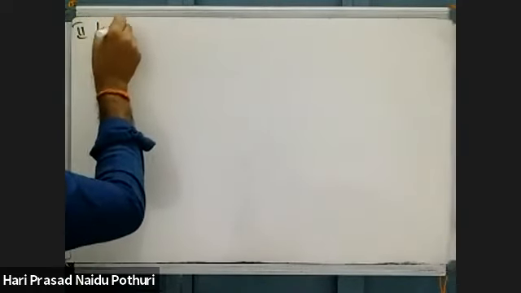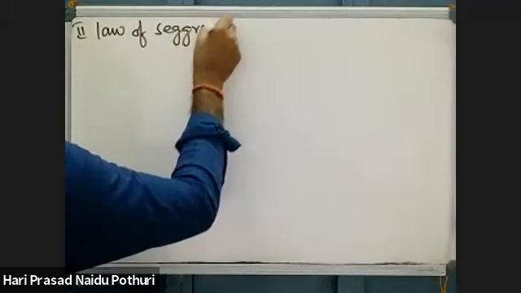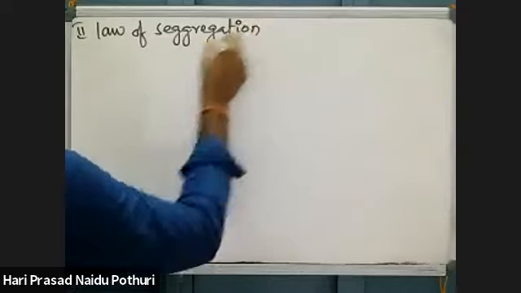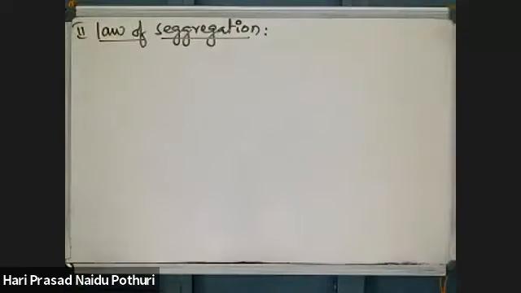Next, second law: law of segregation. This law is based on the fact that alleles do not show any blending. Blending means changing. Both characters are recovered in F2 generation.